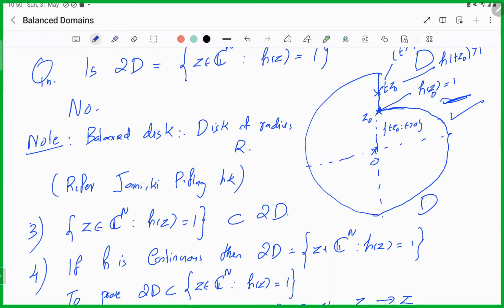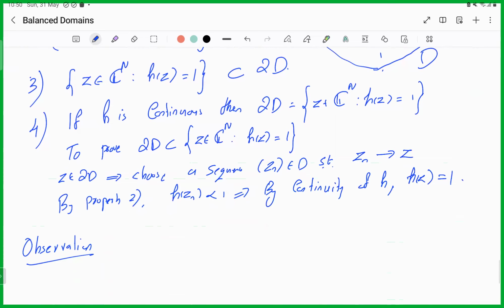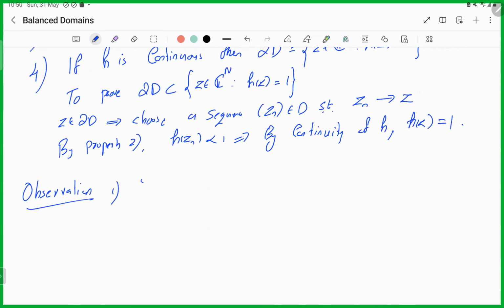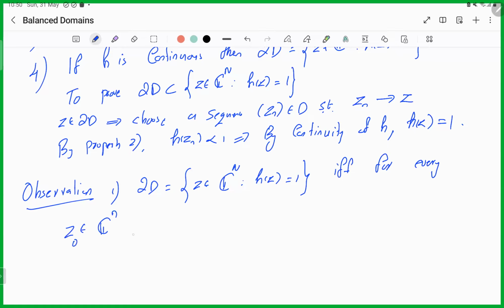This ray intersects the boundary at more than one point. That's why the boundary of D is not exactly equal to the set where h of Z equals 1. So we can get another characterization, such that the boundary of D is exactly equal to h equal to 1 if and only if for every Z in Cn, the ray does not intersect the boundary at more than one point.